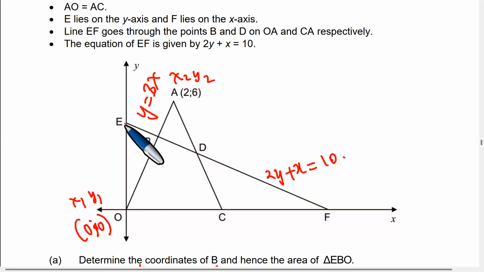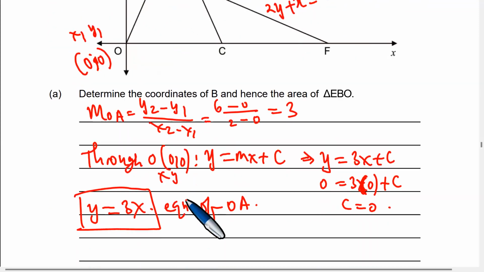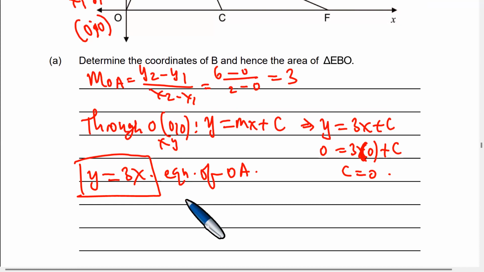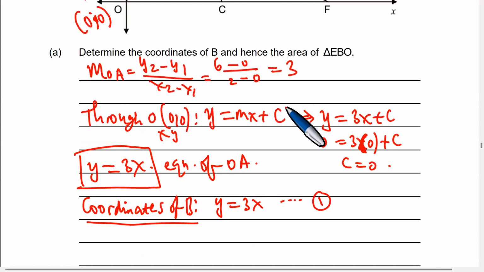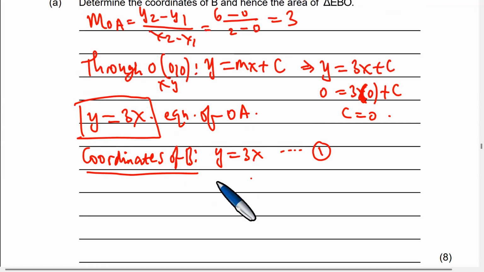And then we have the equation of EF, which is this one. The two lines intersect, and therefore you need to solve the two equations simultaneously to find the coordinates of B. You have y equals 3x, equation 1, and the other equation is 2y plus x equals 10. Call this one equation 2.